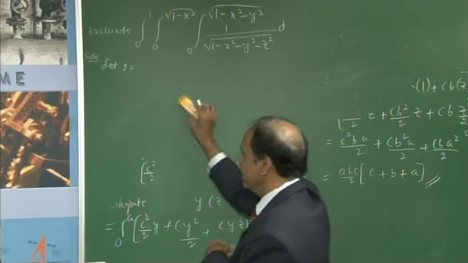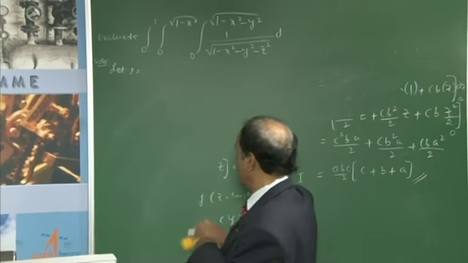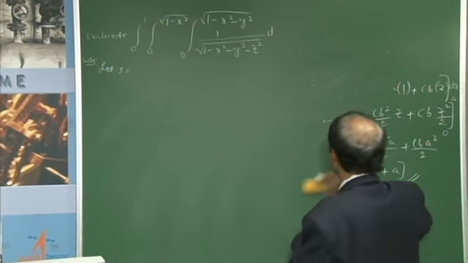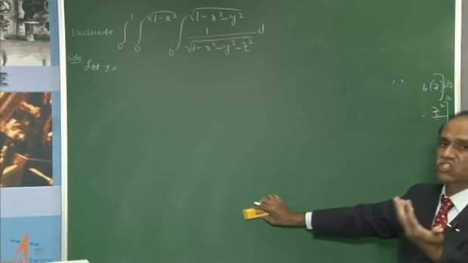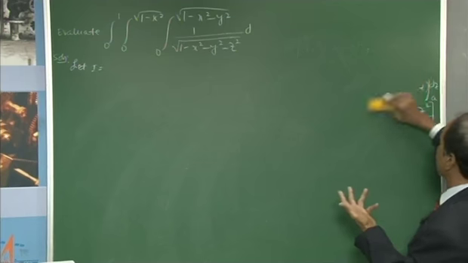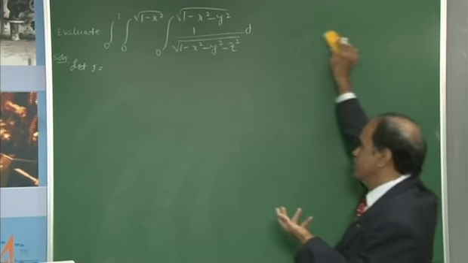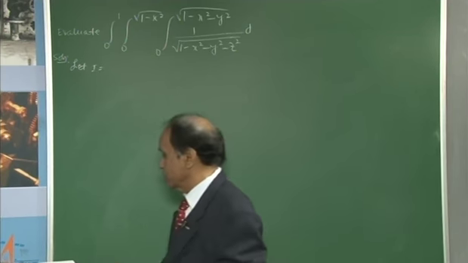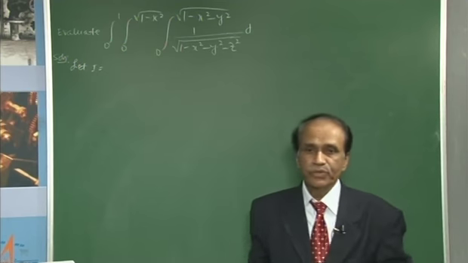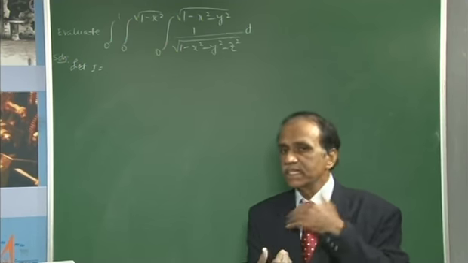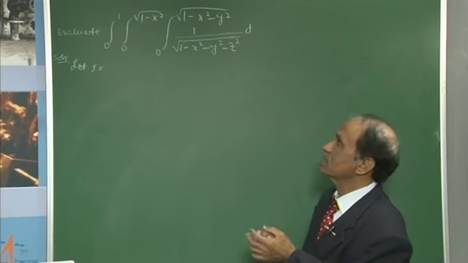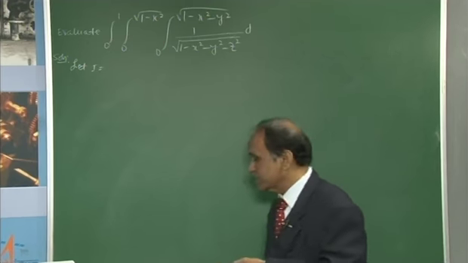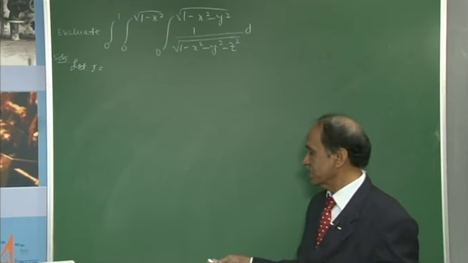Sometimes the order will be given correct, sometimes the order is not given correct. Then what is expected when the order is not given with the proper matching of the limits? In that case, you need to understand the problem. You are expected to rewrite the problem according to the required order. Then you start writing the first integration, then the second integration, like that.